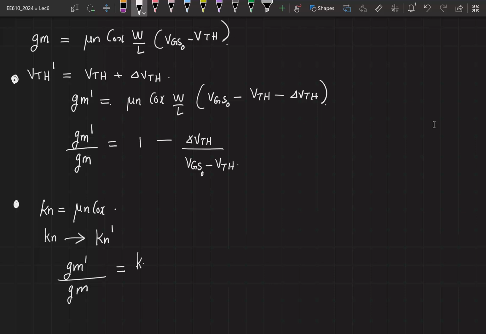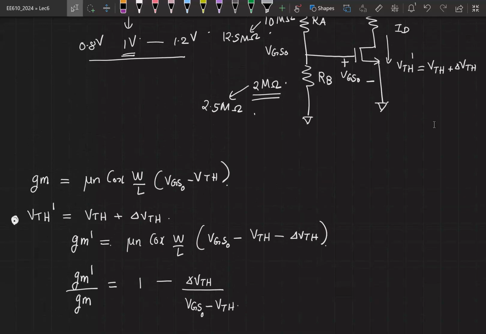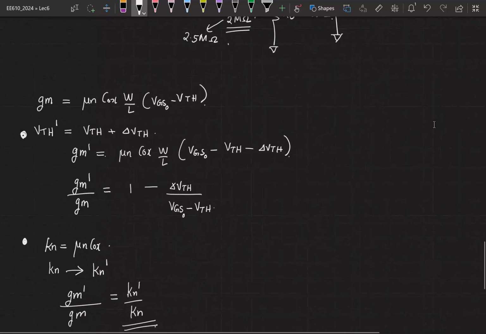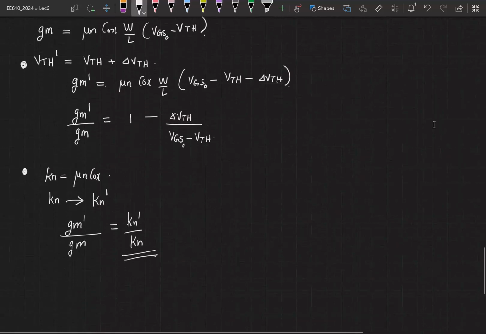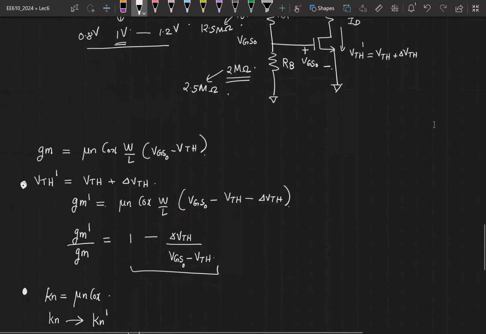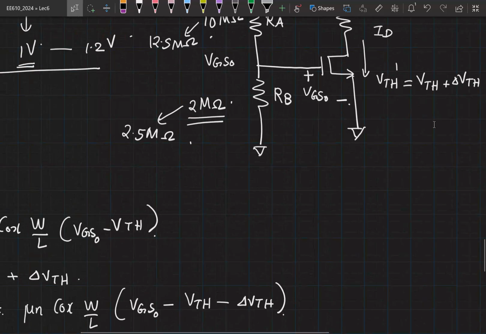This is simply equal to Kn' by K. Right? So now if I bias this transistor with a constant VGS0 and if either VTH or mu and COX changes, you expect to see the following changes in your transconductance. All of this discussion begins from the point that I have biased with a constant VGS0.